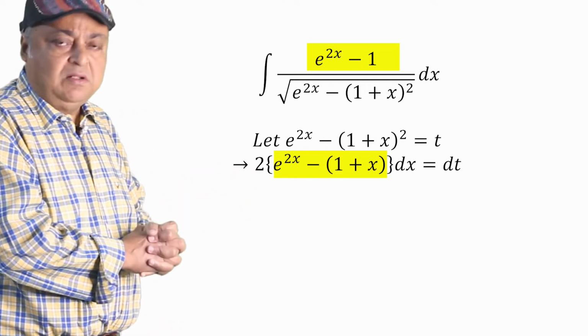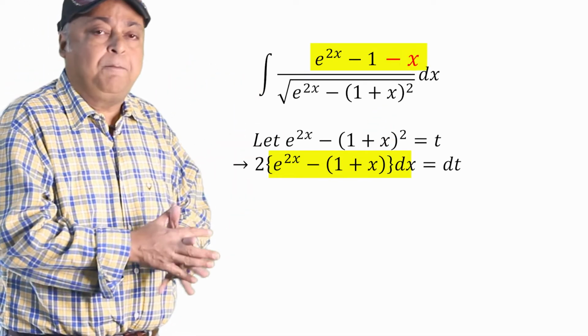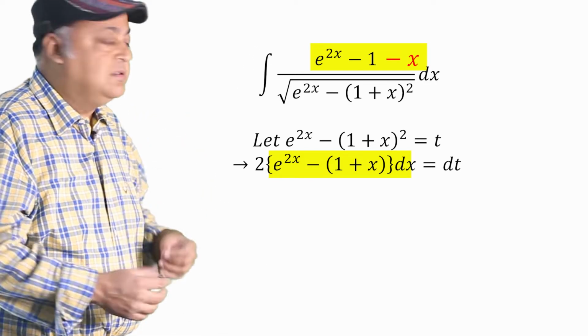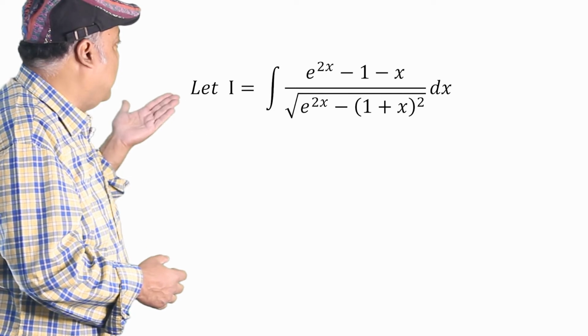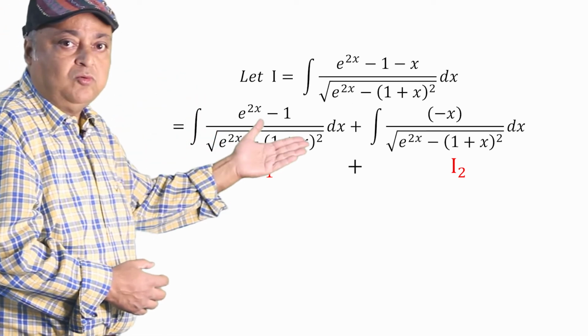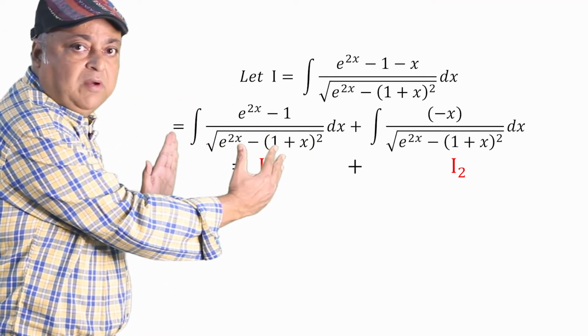So what do we need? We need something like this here. It's not there. So just think of it like this. Okay, let us take I as this. Split this I into two integrals. Name this as I1 and I2. You split it up. So we've split it up, right?